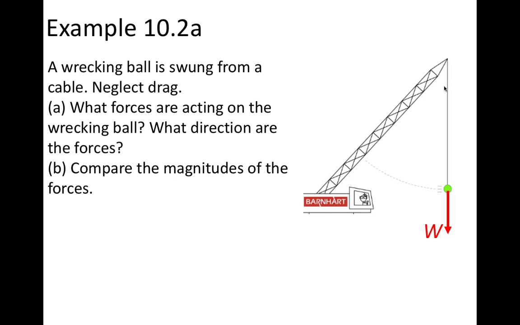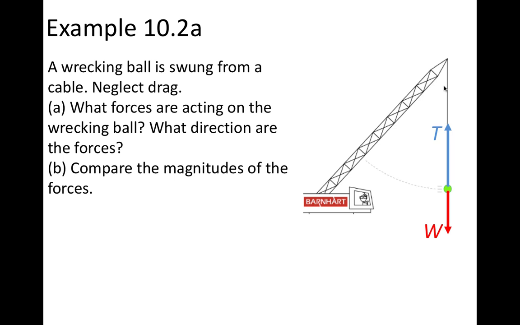And the wrecking ball is attached to a cable, so there will be a tension force that acts along the cable away from the object, and in this case, that's going to be up. In part B, we're to compare the magnitudes of the two forces. So prior to learning about circular motion, you might have looked at this situation and said, well, the ball is not moving up, it's not moving down, therefore the forces in the up and down direction must be in balance.